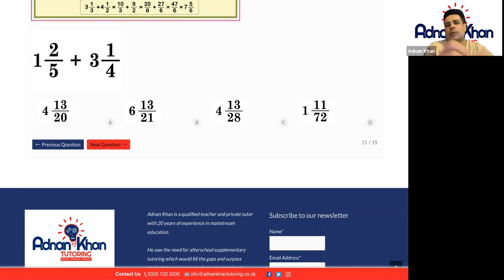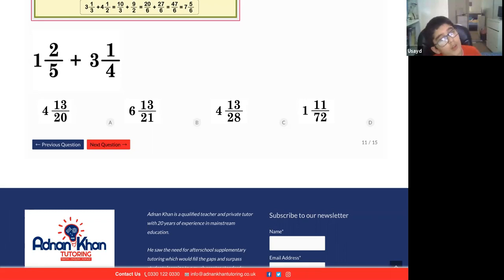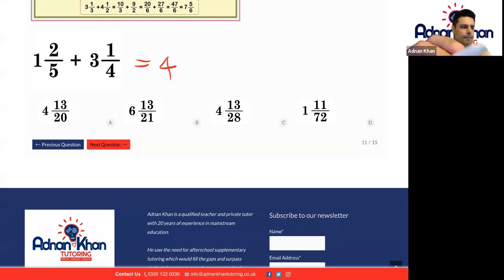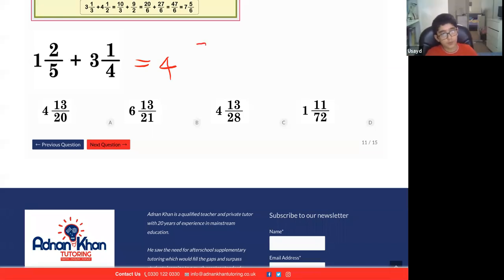Okay. Can we just go through the working out of how we did this? So I added 1 and 3 because they're whole numbers. The common denominator between 5 and 4 is 20 if you multiply them. 2 times 4 is 8 and 1 times 5 is 5, and if you add them together you get 13. That's 4 and 13 over 20.